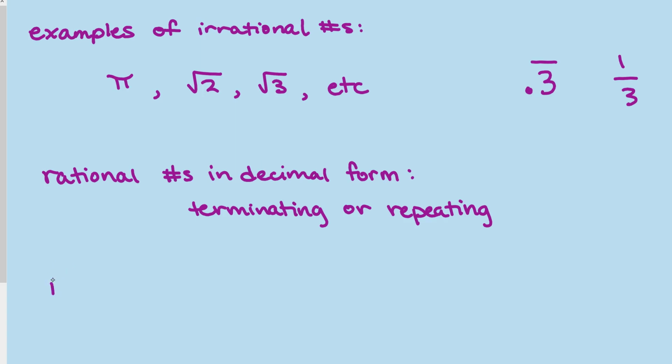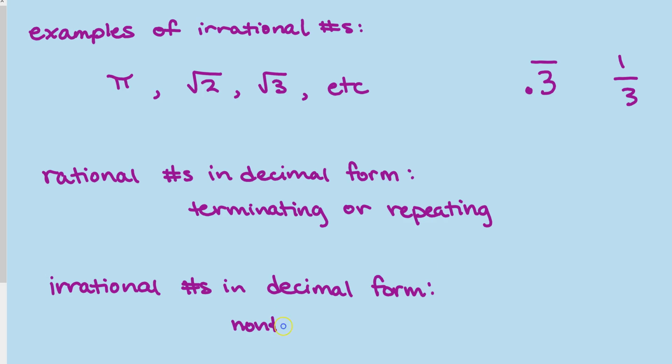So then if you have an irrational number in decimal form, they are going to be non-terminating and non-repeating. So that's what you would find if you were looking at the decimal form of pi or square root 2, square root 3, etc. Non-terminating, non-repeating decimal numbers.